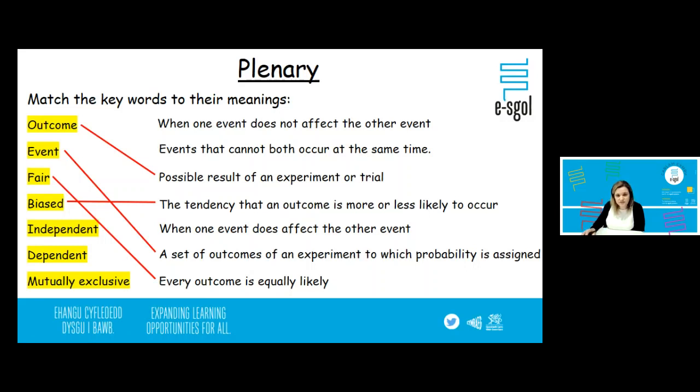Independent, again, is one we've heard today. So that's when one event does not affect the other, which leads to the next one, dependent, where they do affect each other. So that one was the third from the bottom there. So when one event does affect the other, giving you then the final one, mutually exclusive. So events that cannot both occur at the same time.